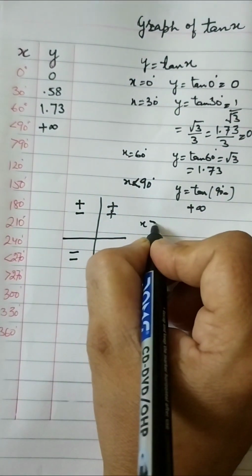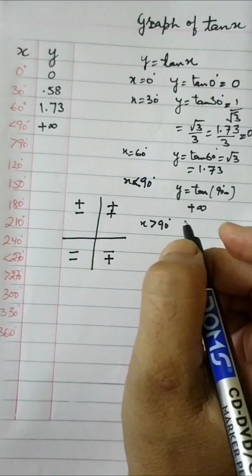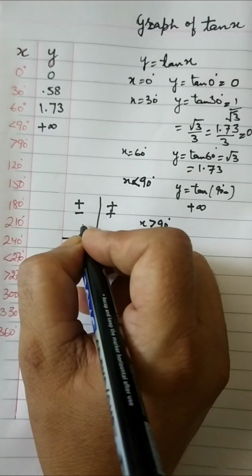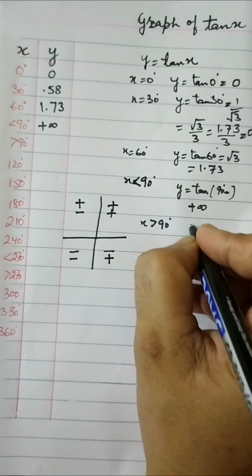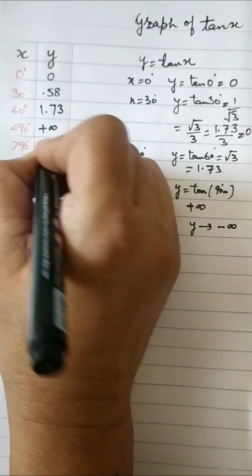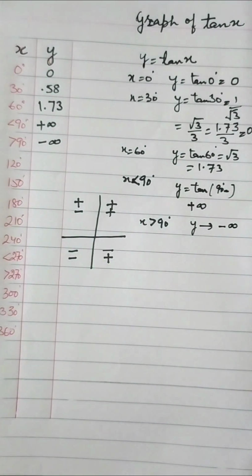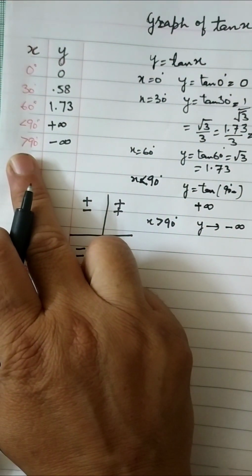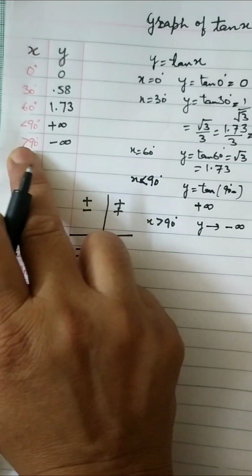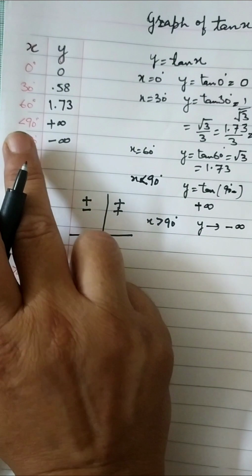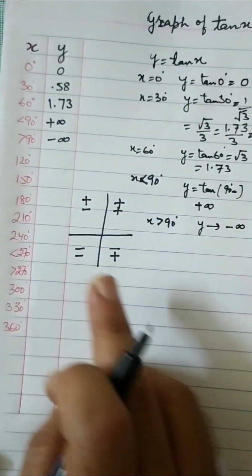When x is close to 90 but greater than 90, that is, it would lie in the second quadrant, so my y would tend to negative infinity. So this you have to take care. That is why I have written in the table the values not equal to 90 but very close to 90, less than 90 and greater than 90.